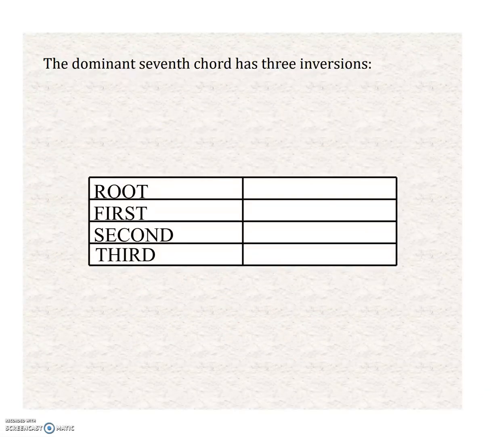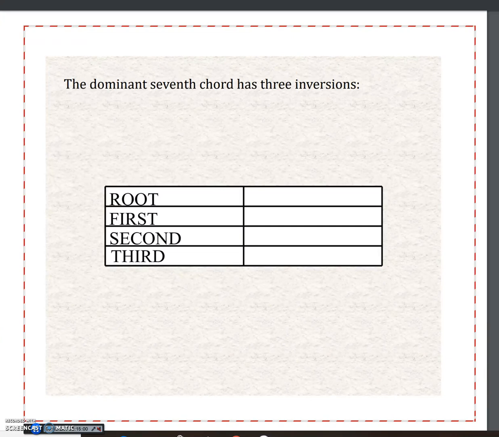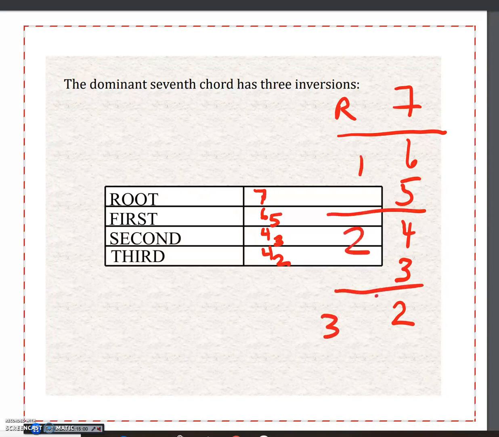So the dominant 7th chord has 3 inversions like we were talking about. It can be root position, first inversion, second inversion, third inversion. And remember our figures. Root position has 7. It's really 7-5-3, but it's just 7. First inversion is 6-5. Second inversion is 4-3. Third inversion is 4-2. Just remember it coming down the pike: 7-6-5, 4-3, 2. Root, first, second, third, and just stick a 4 there.